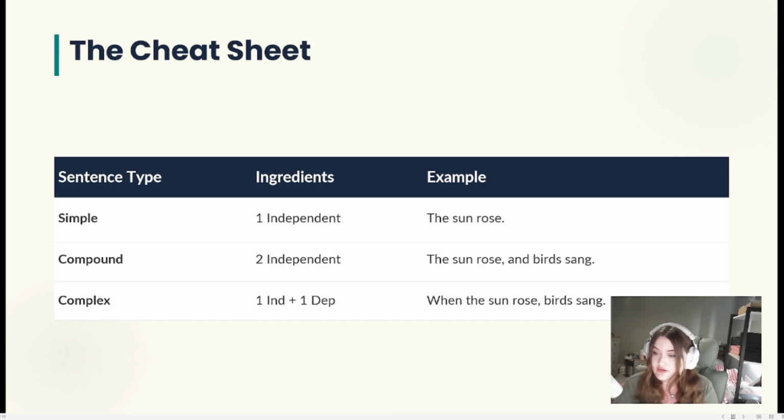So the next time that you look at an extract in class, look at the different types of sentences that are being used, especially when it comes to that structure question, okay? It's a really easy thing to talk about as soon as you understand it.